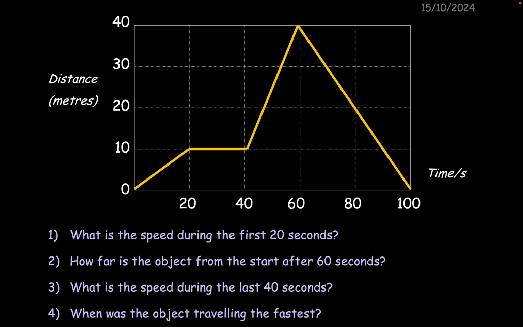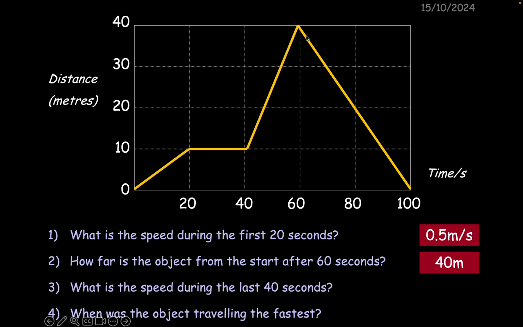Okay, so here's an example with questions. What is the speed during the first 20 seconds? Well, we did that, and the answer was 0.5 meters per second. How far is the object from the starting position after 60 seconds? That's a really easy question. They just want you to read off at 60 seconds. So you draw the line up there with a pencil, you draw a line across, and you get the answer of 40.